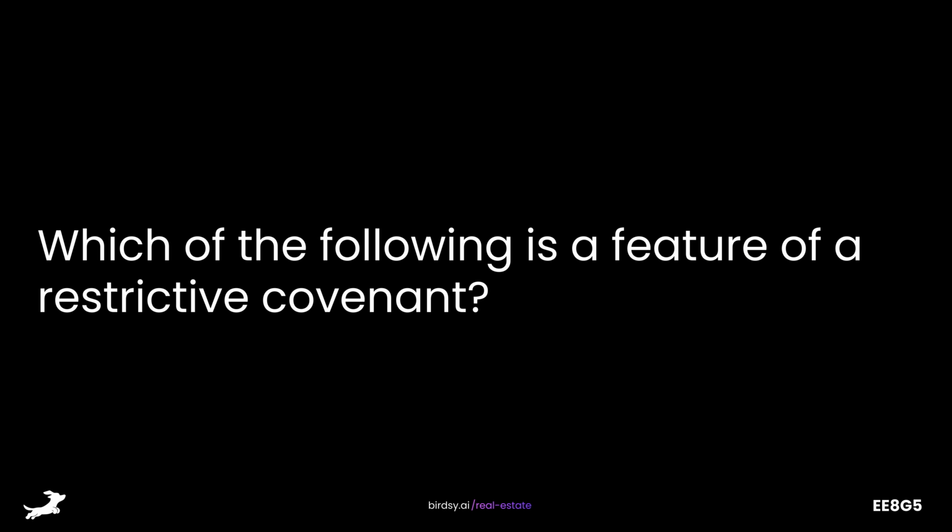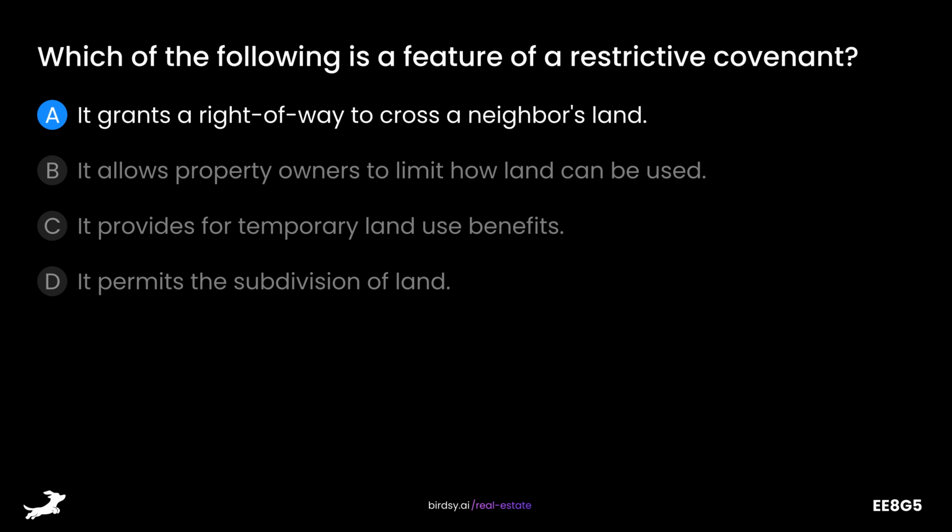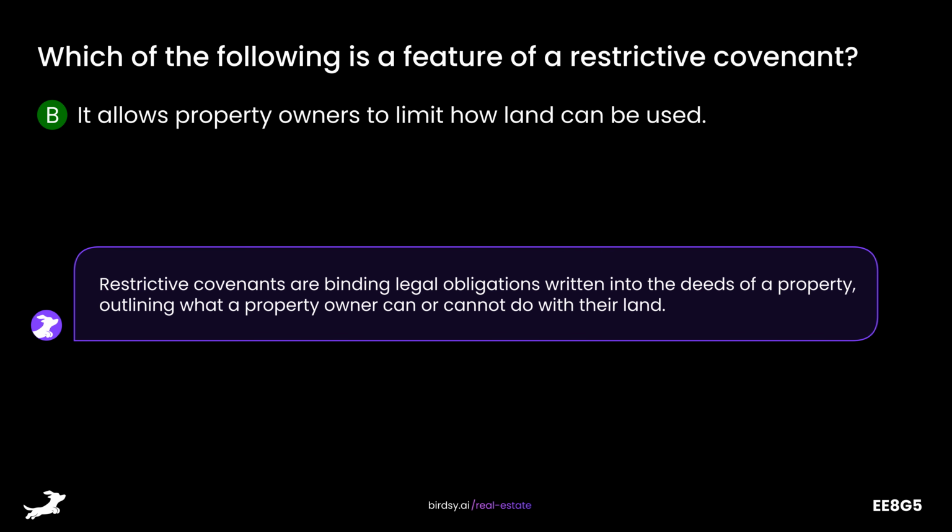Which of the following is a feature of a restrictive covenant? Is it A, it grants a right-of-way to cross a neighbor's land? B, it allows property owners to limit how land can be used? C, it provides for temporary land use benefits? Or D, it permits the subdivision of land? The answer is B, it allows property owners to limit how land can be used. Restrictive covenants are binding legal obligations written into the deeds of a property, outlining what a property owner can or cannot do with their land.